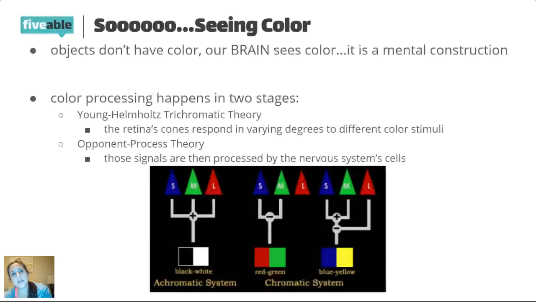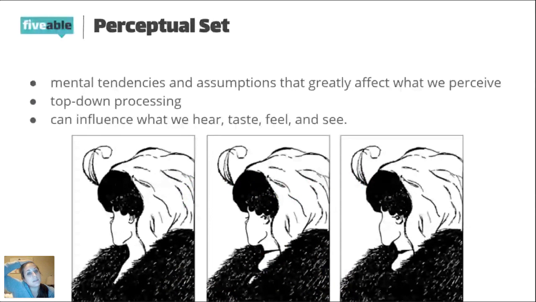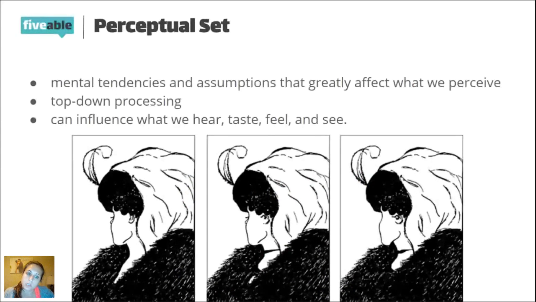So now we're going to move on to talking a little bit about how we perceive things and how our perception of what we're looking at can be influenced by our brain, by our tendencies, and by our prior experiences. All of us have perceptual sets, which are basically biases or assumptions that we have, and they impact what we see. So it's this idea of top-down processing, where I see something and my expectation and my prior experience influences what I see.